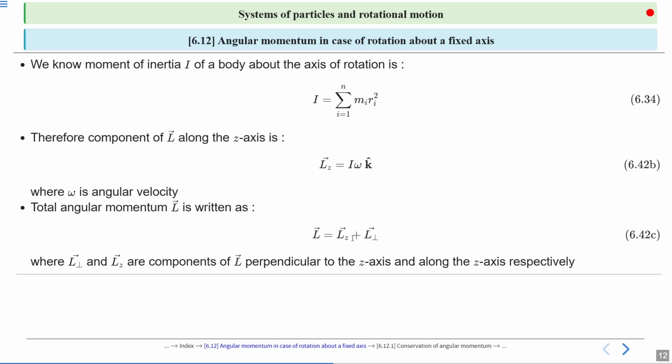L is equal to Lz plus L perpendicular. So the important point here is this: we separated the angular momentum into two parts. First, the angular momentum along the z axis. Second one is perpendicular to the z axis. Along the z axis means parallel, all right, or perpendicular to it, that is represented by L perpendicular. So the total angular momentum is written as Lz plus L perpendicular.